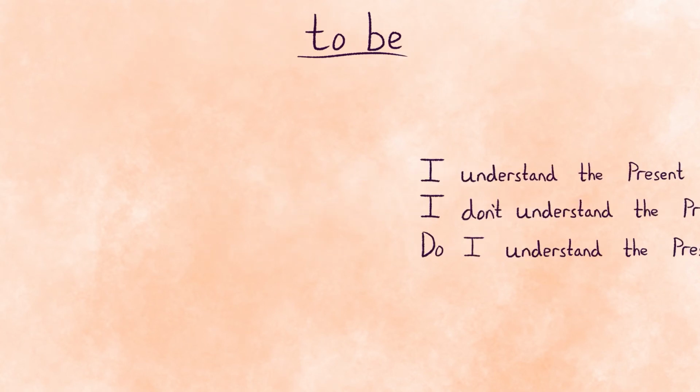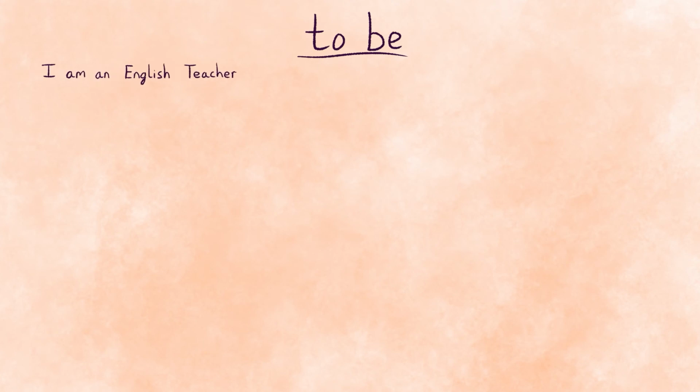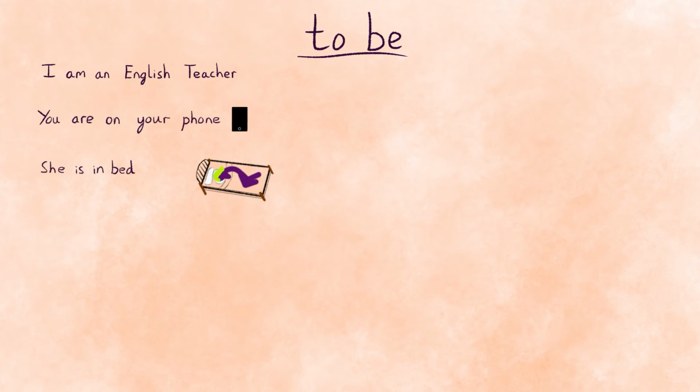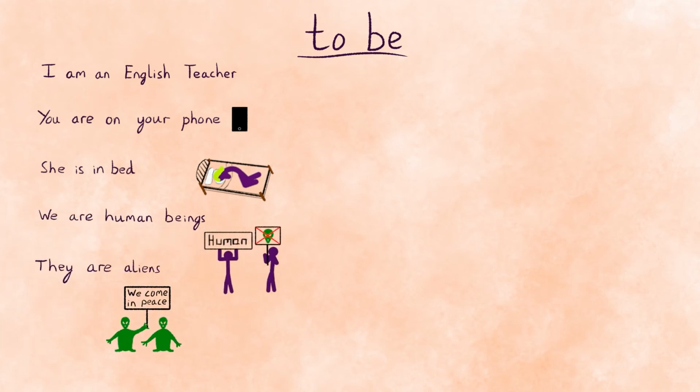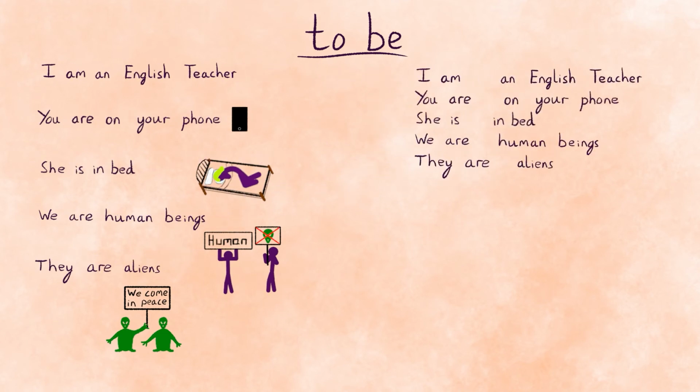Let's see, we can say, I am an English teacher, you are on your phone, she is in bed, we are human beings, they are aliens. To make these sentences negative, we add not after the verb to be.